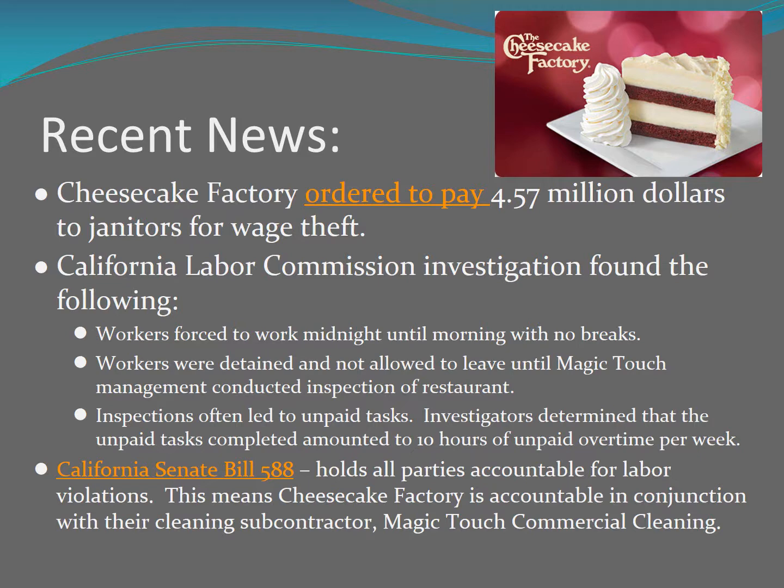In California, there's a bill that exists called the California Senate Bill 588. This holds all parties accountable for any labor violations. This means that Cheesecake Factory, along with the subcontractor company Magic Touch, is responsible for paying workers the back unpaid overtime pay.